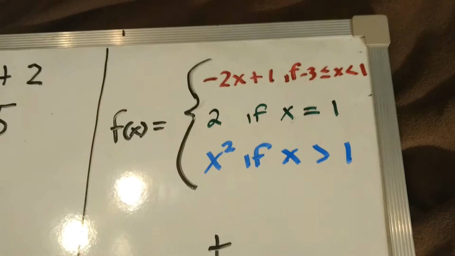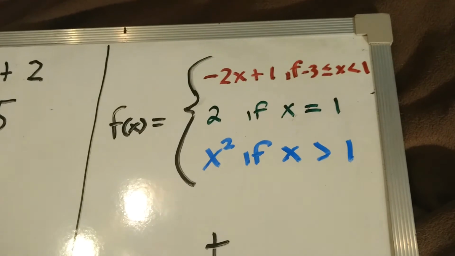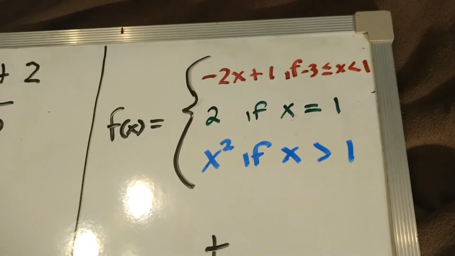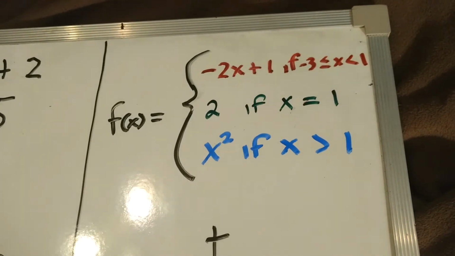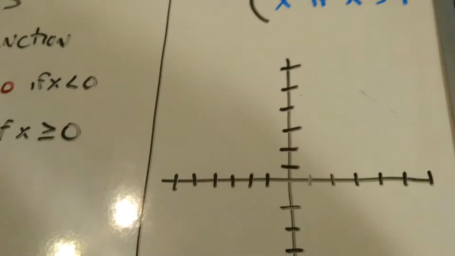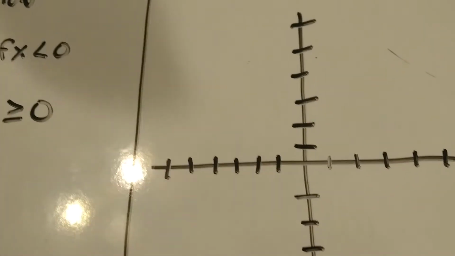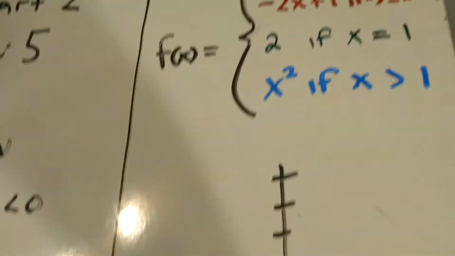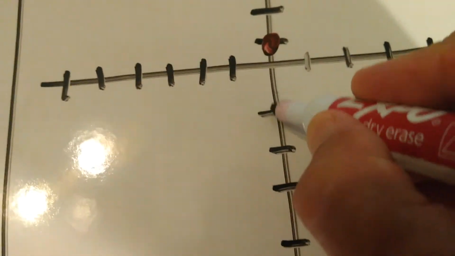In example 4, we have another piecewise function, and what I've done here is one piece in red, another piece in green, and another piece in blue. The piece in red says it's negative 2x plus 1 if negative 3 is less than or equal to x, which is less than 1. First of all, I'm going to draw the line and take away what we're not using. If the line is negative 2x plus 1, then here's my y-intercept. I'm coming down 2 and over 1, so here's my other point.